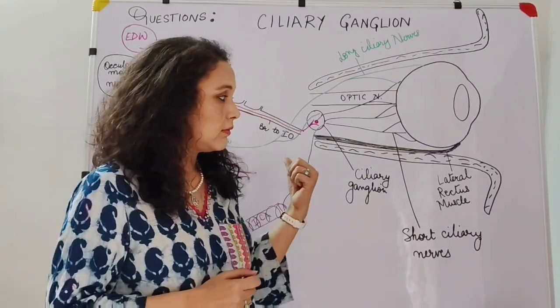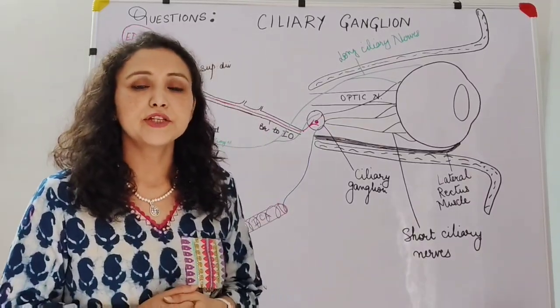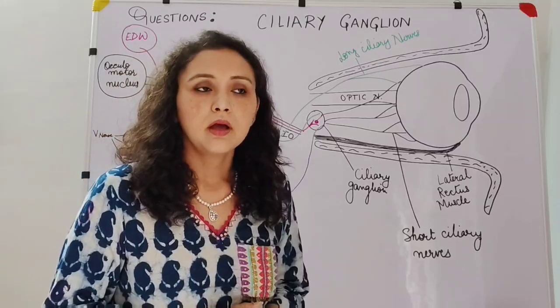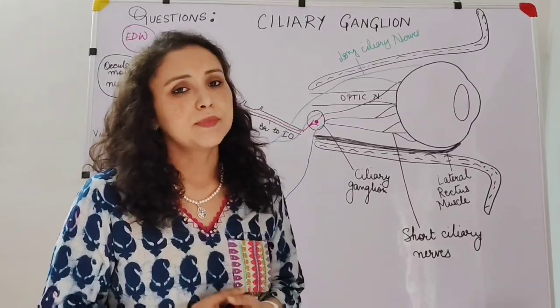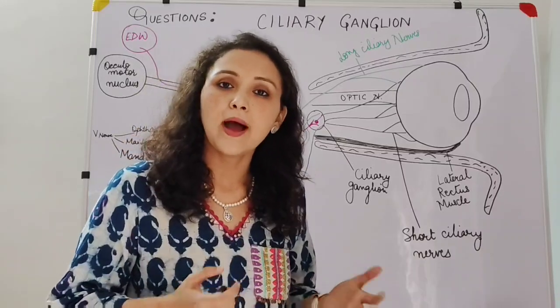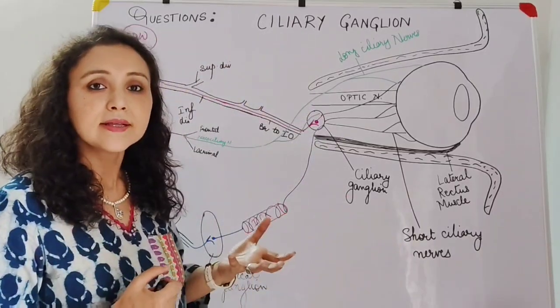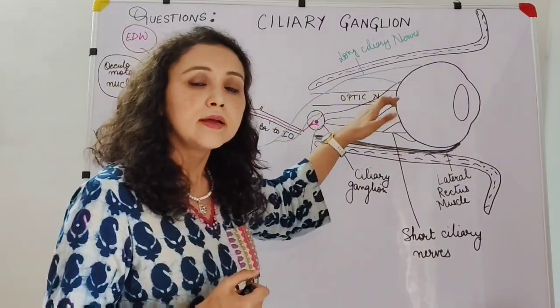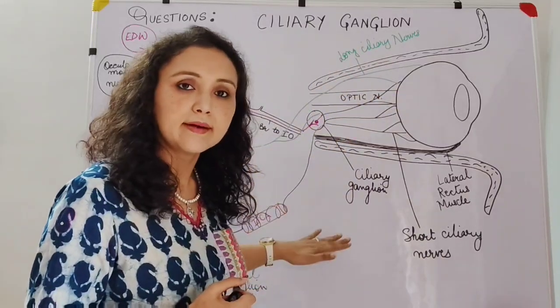For example, related to this topic, you can get a question that a patient with oculomotor nerve palsy has loss of accommodation, has loss of constriction of pupil. His pupils are dilated. Explain why. So you should know the right answer, that which part is involved in it. It is the parasympathetic route that is involved in it. So you can easily draw this part. No need to draw the entire diagram.